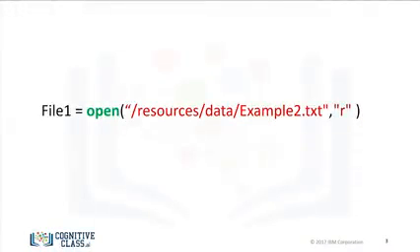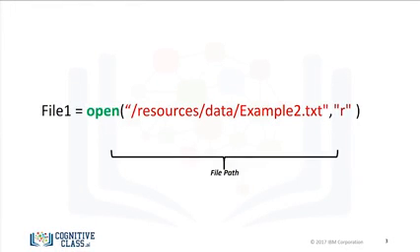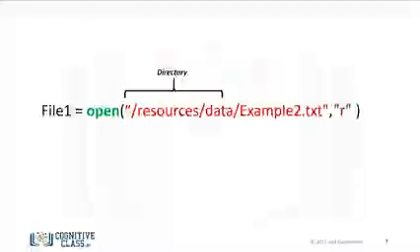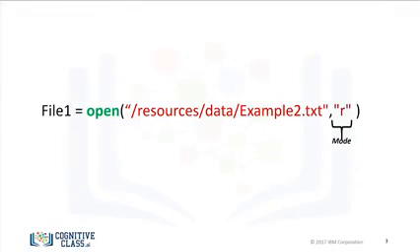example1.txt as follows. We use the open function. The first argument is the file path. This is made up of the file name and the file directory. The second parameter is the mode. Common values used include r for reading, w for writing, and a for appending. We will use r for reading. Finally, we have the file object.